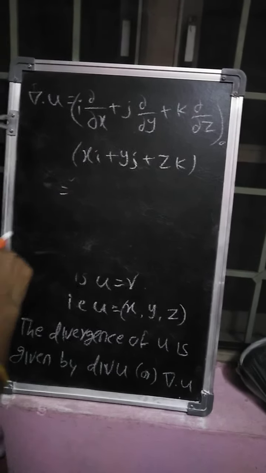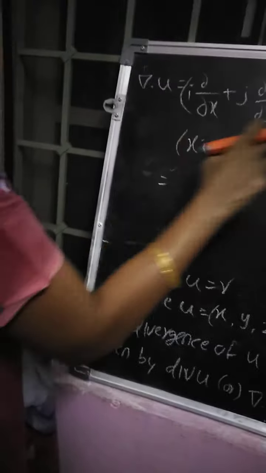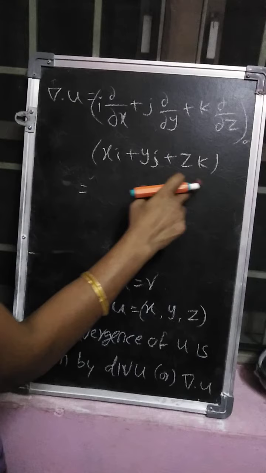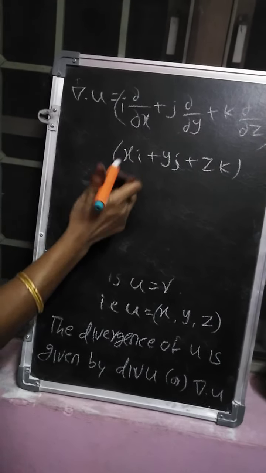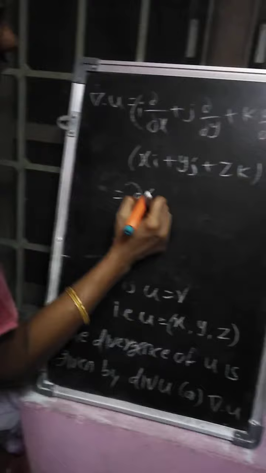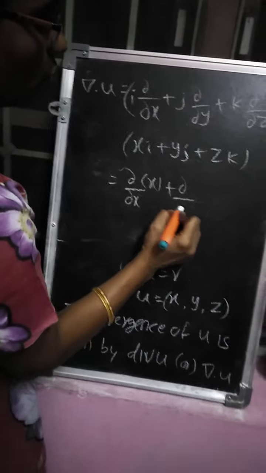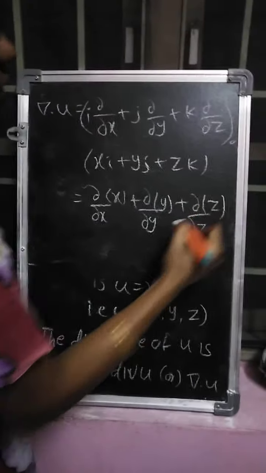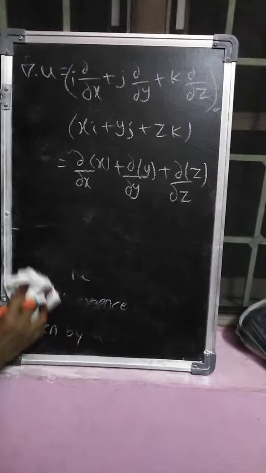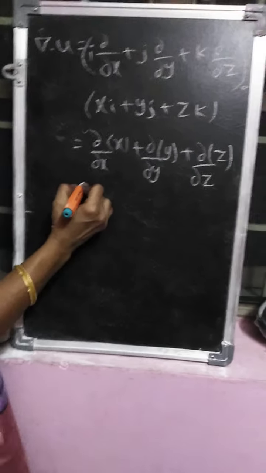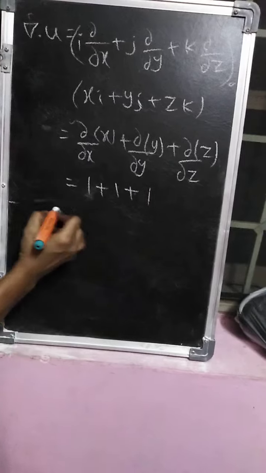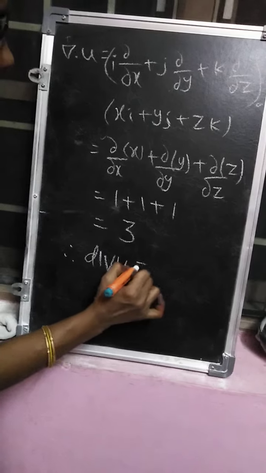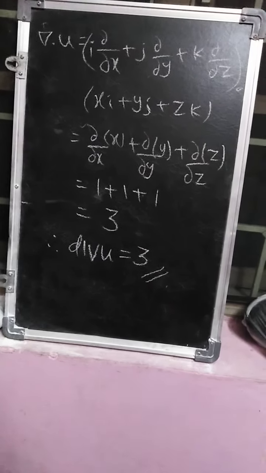Then in the dot product, i dou by dou x dot xi: i dot i is 1, and the remaining i dot j, i dot k are all zeros. So we get dou by dou x of x plus dou by dou y of y plus dou by dou z of z. With respect to x the value is 1, so 1 plus 1 plus 1 is 3. Therefore div U is equal to 3. This is the answer.